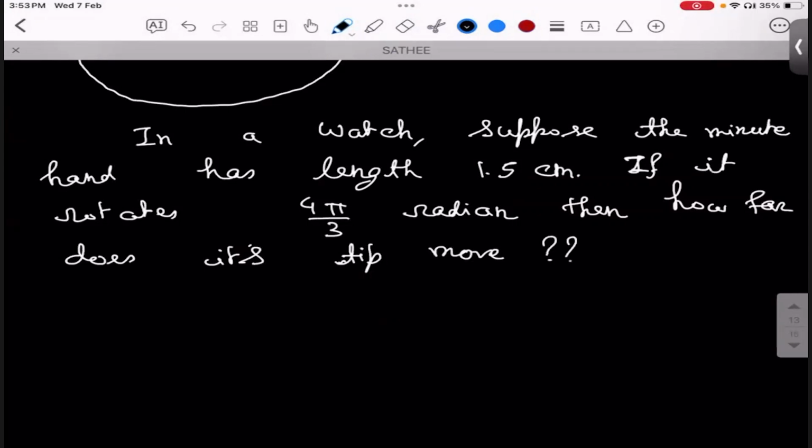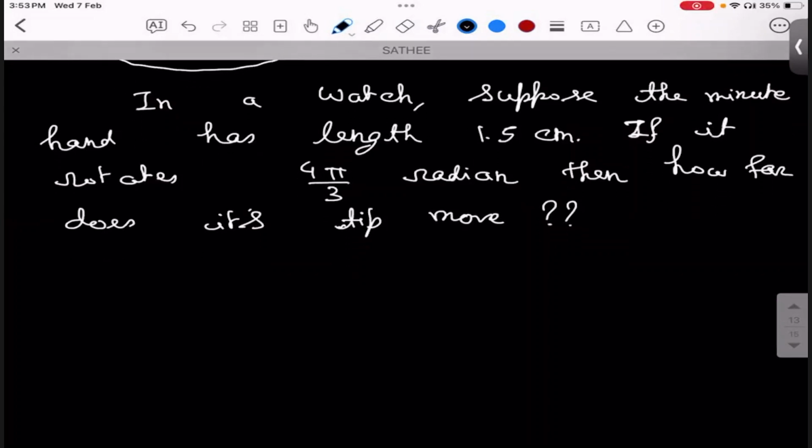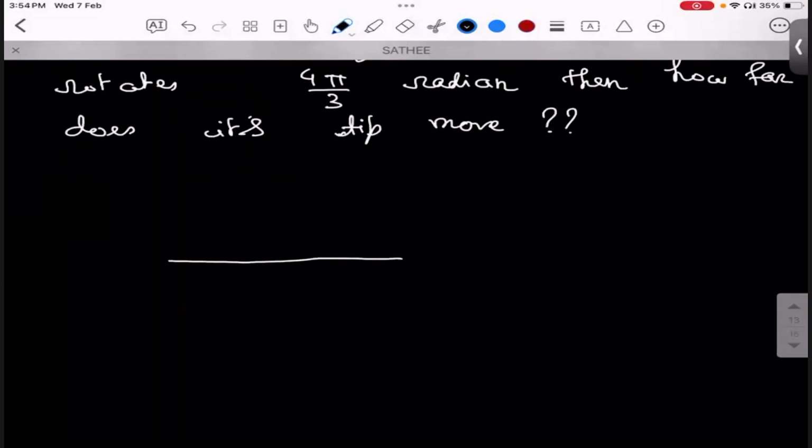So first understand this question properly. So this is the clockwise direction. In this case we are not bothered about anti-clockwise or clockwise direction. That direction is much more important in the case of degree measure. Radian measure also has it, but in this case you don't need to bother about those things. Obviously it is in the clockwise direction, because a clock always rotates in that direction only.